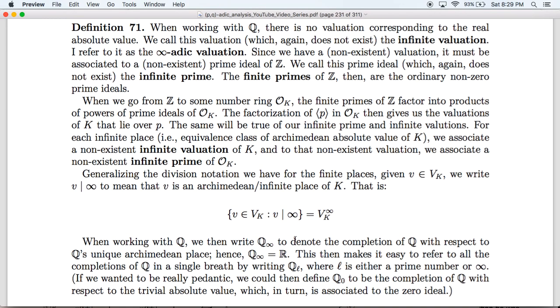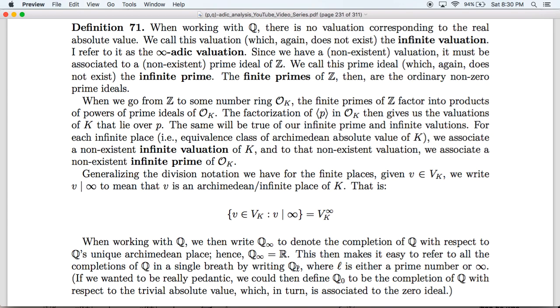And then another reason why this is really useful is because it makes writing theorems simpler. By treating the infinite prime as a prime, we can work with all of the completions of Q in one breath. In particular, I'm going to write Q_infinity to denote the completion of Q with respect to Q's Archimedean place, and in particular, Q_infinity is then going to be equal to R. So when I write Q_l, where l is any prime of Z, this could be either the p-adic numbers if l is a finite prime p, or it's going to be R if l is infinity.